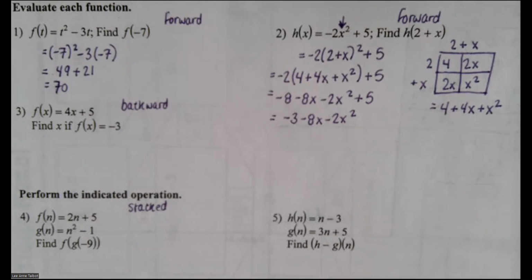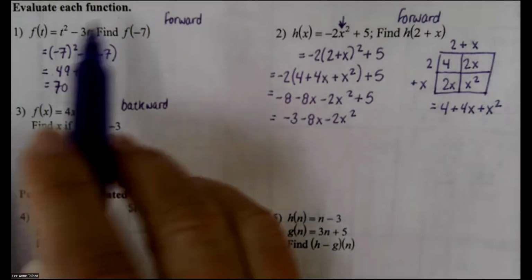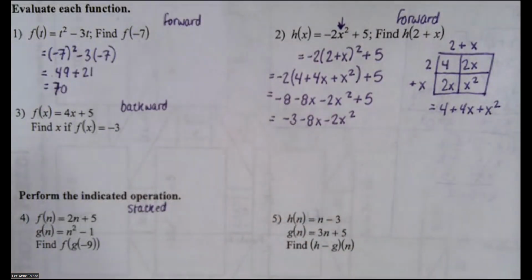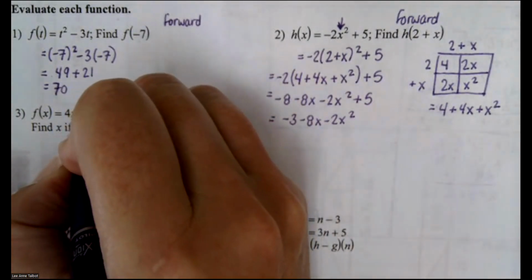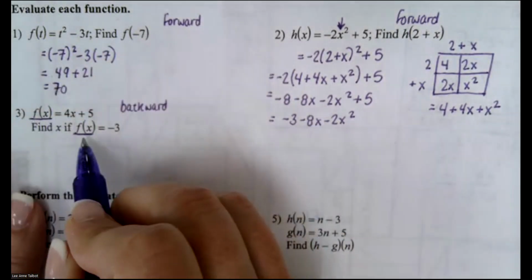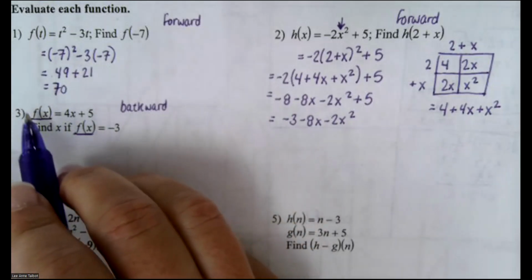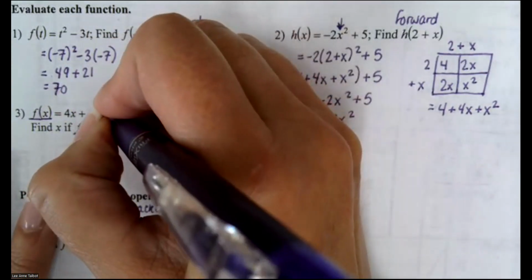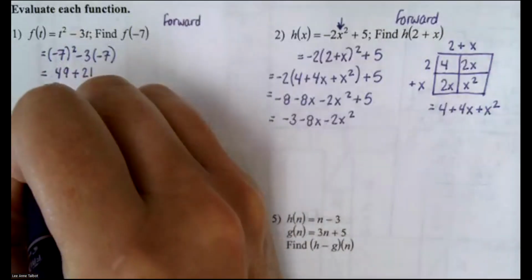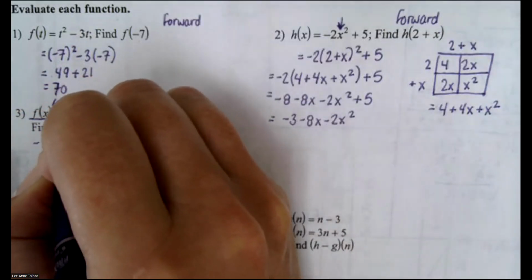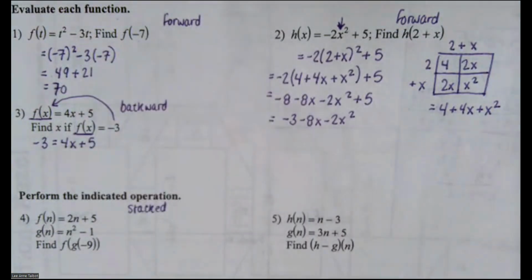Okay, so forward function machine, take whatever is in the parentheses, plug it in for the letter. Backward function machine. What you need to do for a backward function machine is notice that these f of x's are the same thing. So I'm going to take -3 and put it right here. So I'm going to take -3 and put it right there. And I have -3 equals 4x plus 5. So it's not plugging in, it's equaling it. Do you see the difference?